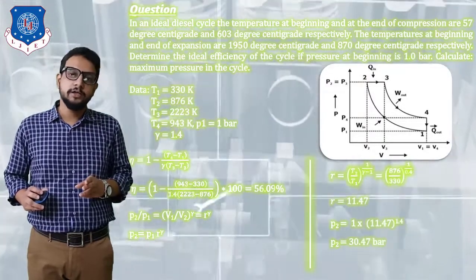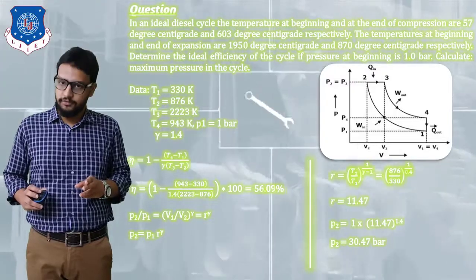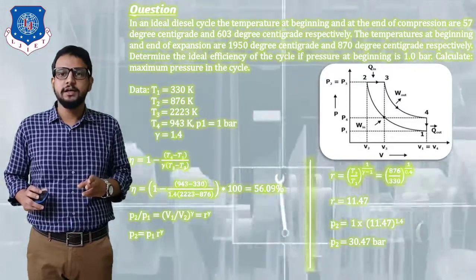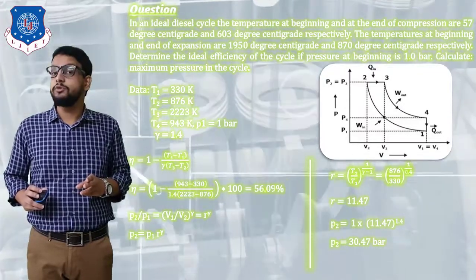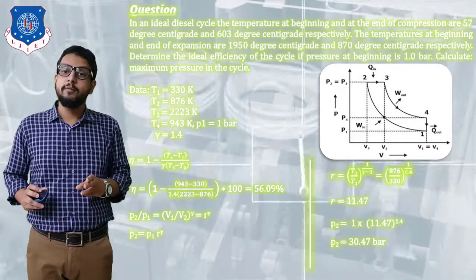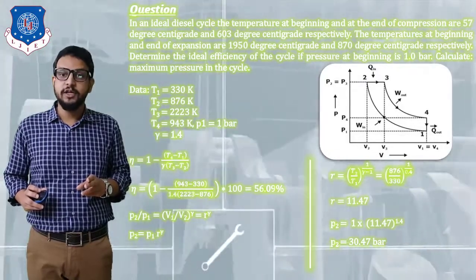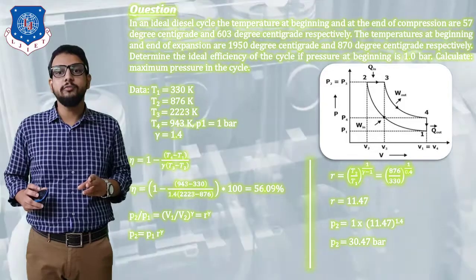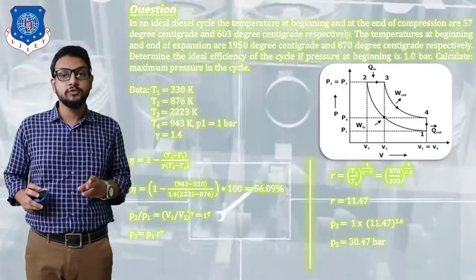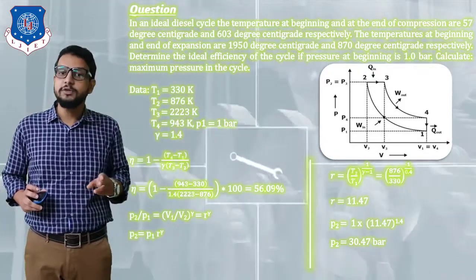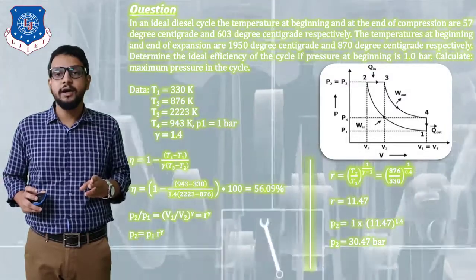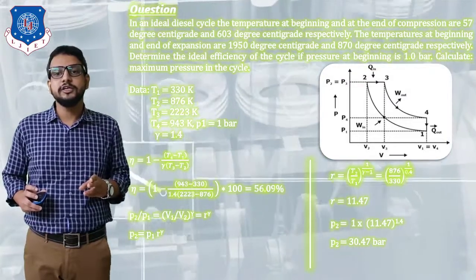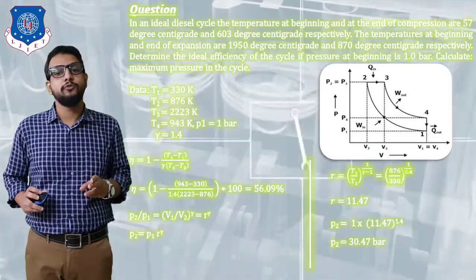So how can we do that? We know our TV relation for the 1 to 2 process, that is T2 by T1 is equal to V1 by V2 raised to gamma minus 1. From that equation we can say that r is equal to (T2 by T1) raised to 1 upon gamma minus 1. In this equation T2 is known, T1 is known, so we can determine r directly. We get compression ratio r equal to 11.47.